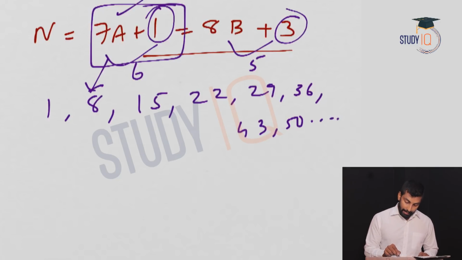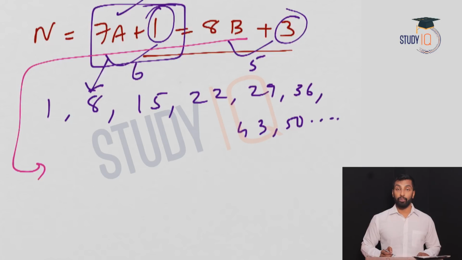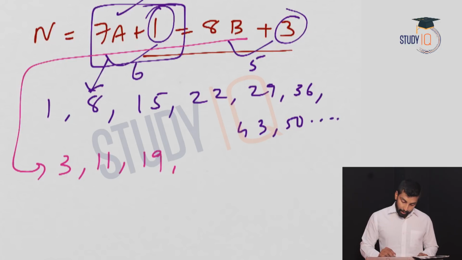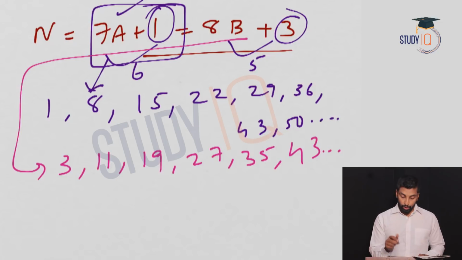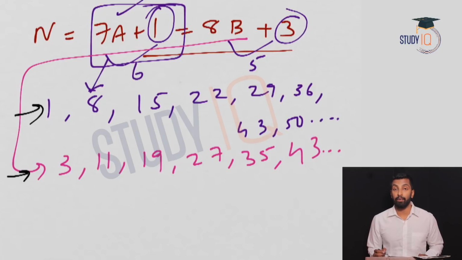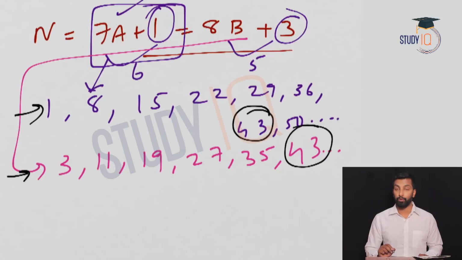Now let's look at the second series. 8b plus 3. When you divide by 8 it leaves a remainder 3. What is the first number? 3. Second number? 11. Third number? 19. Then you get 27. Then you get 35. Then you get 43, etc. So you saw the numbers which will come in both series. Now you need to see where you get a common number. If you see here, you have 43. If you see here, you have 43. So 43 is the first possible number which satisfies both conditions.